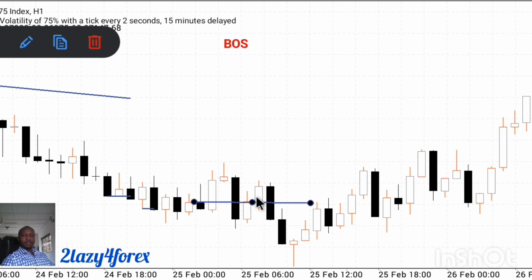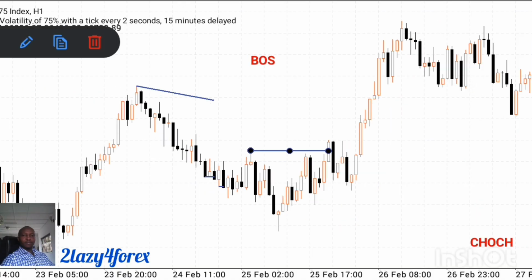So now if you look at it, if you put this here, it is when it got here that it got taken out. That is when the expansion phase started. So this marks the highest, that's the lowest high.